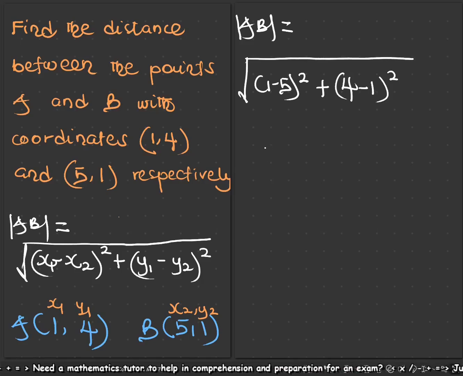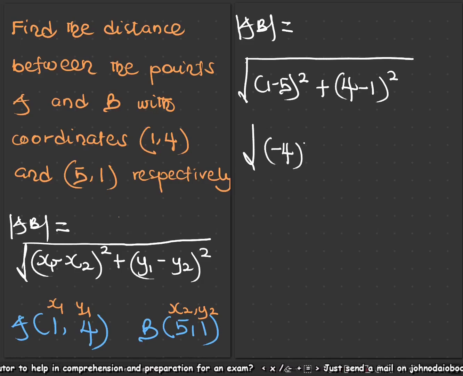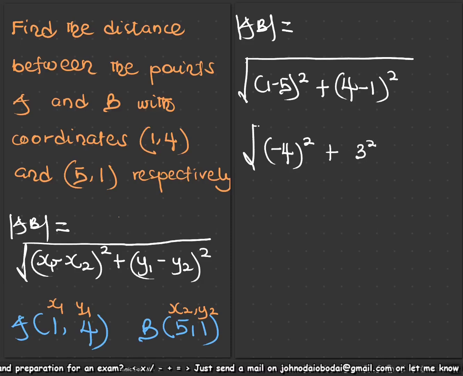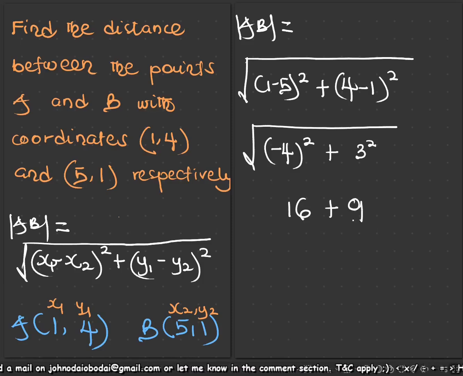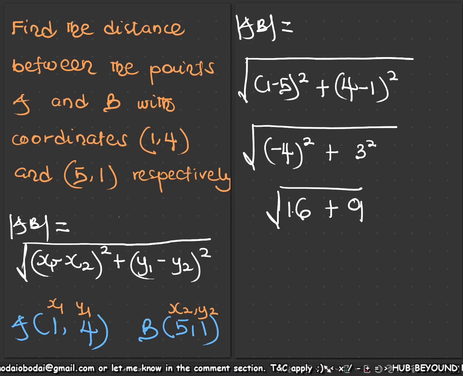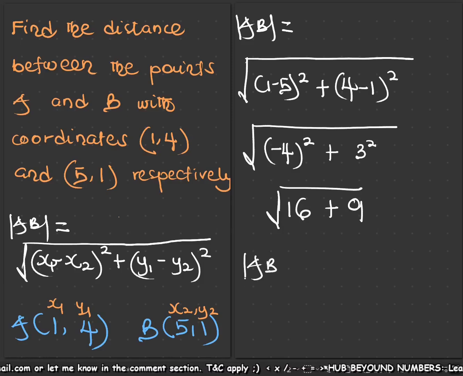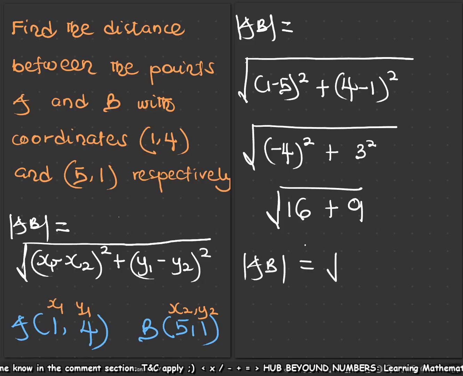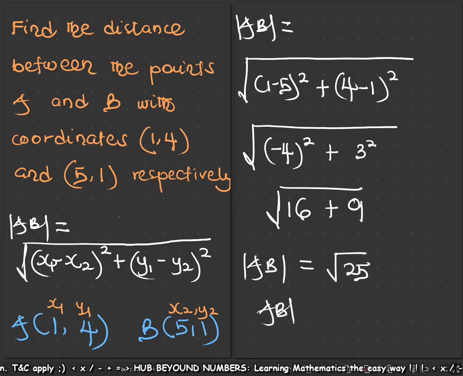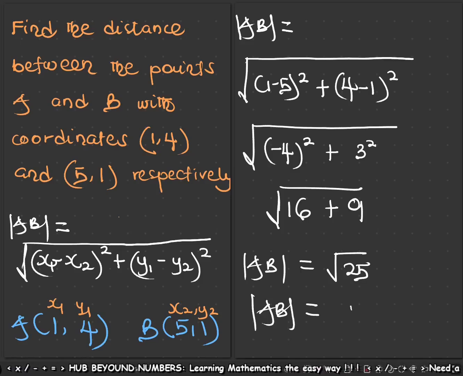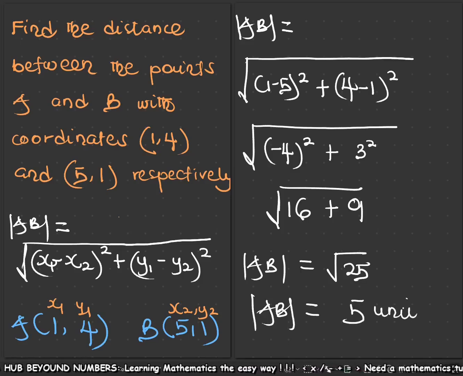So with this now, we have the square root of 1 minus 5, which gives us negative 4. So you have negative 4 squared plus 4 minus 1, which gives us 3 squared. Okay. So our negative 4 squared actually gives us 16 plus 3 squared, which gives us 9. Still with our square root on it. So our AB's magnitude will now be the square root of 16 plus 9, which gives us 25. And our AB gives us the square root of 25, which is what? 5. So you say 5 units.